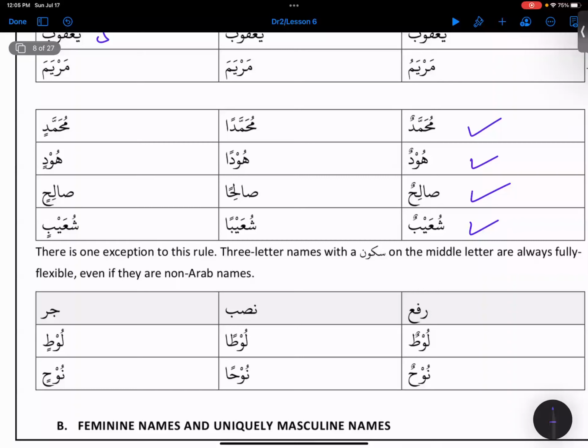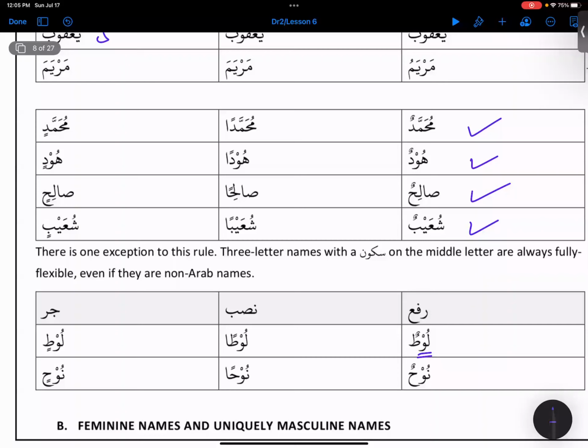Then there is some exception. Some names, even though they are non-Arab names, if they have three root letters and the middle root letter has sukoon, then this word will become fully flexible. Subhanallah, so many rules to remember, but inshallah that will become easy, with the mercy of Allah subhanahu wa ta'ala. So we need to make a lot of duas that whatever we are learning, Allah makes it part of our hard disk so we don't forget it.